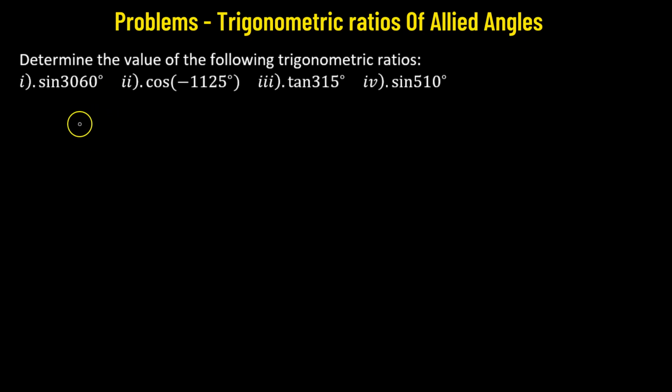So here we have to find out the value of the given trigonometric ratio. Let's begin with our first one. So first we have sine 3060 degrees.